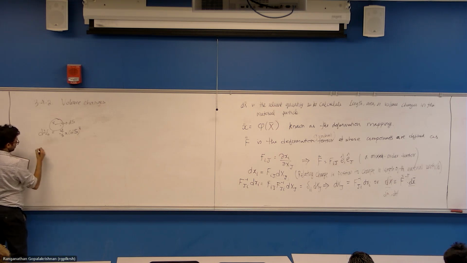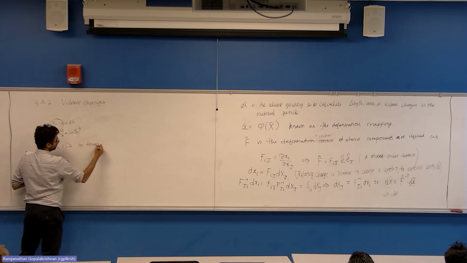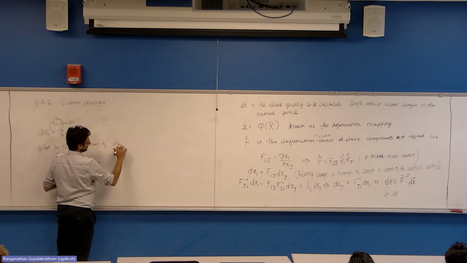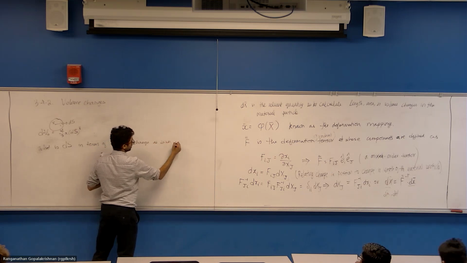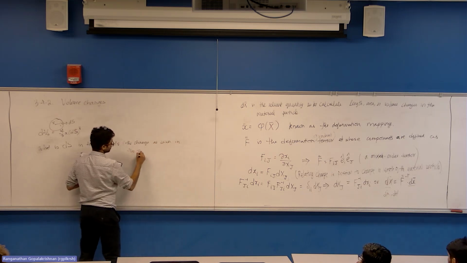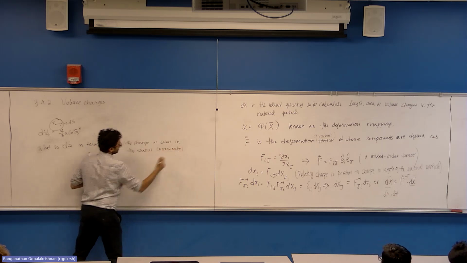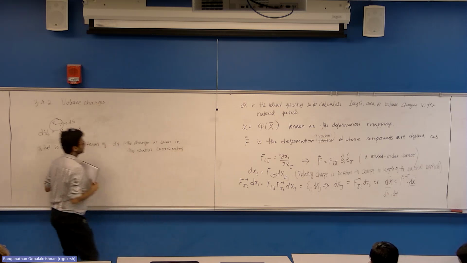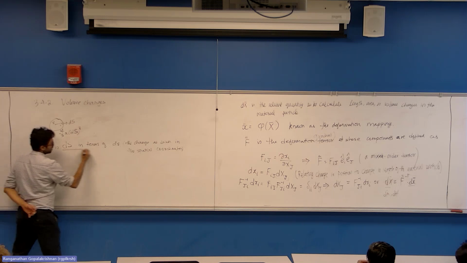we need to know what is ds in terms of d lowercase s, the change as seen in the spatial coordinate system. So throughout this discussion, we are going to keep going back and forth between the material and spatial coordinates. So remember that uppercase denotes the material and lowercase denotes the spatial. Okay. So we need to work out this relationship first.